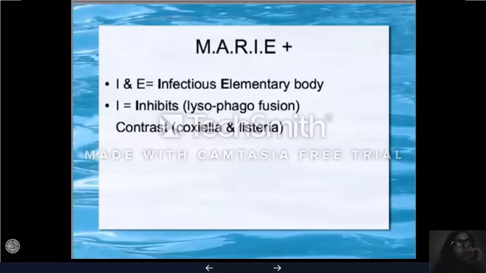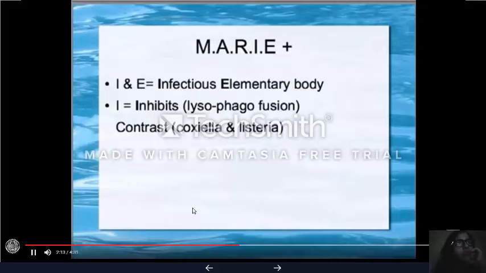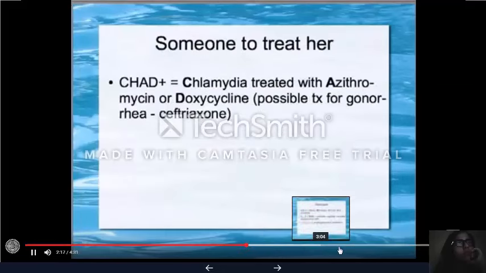Now, rhinitis, you can get vaginitis, and then neonatal disease via the birth canal. That's how I remember G and K.